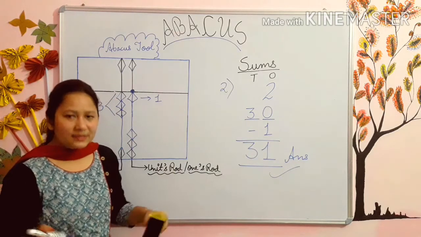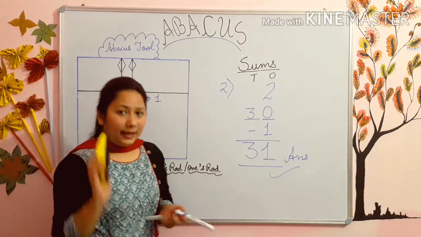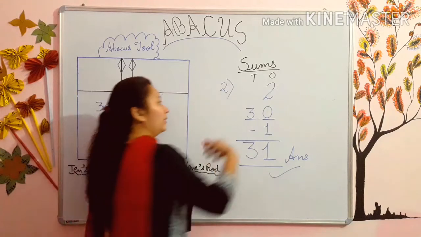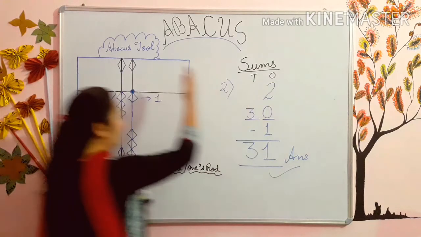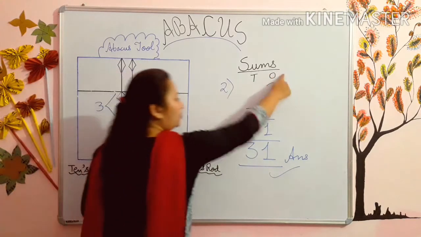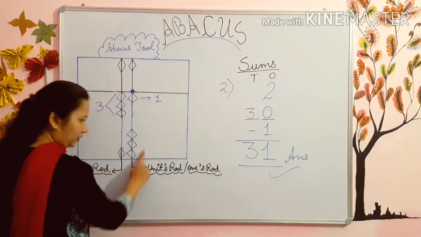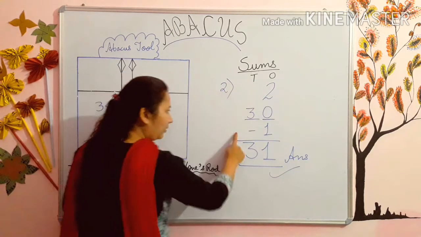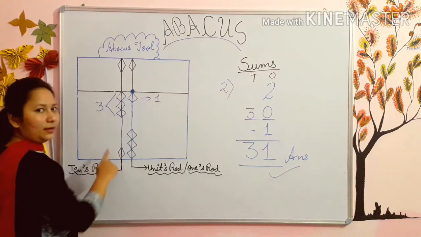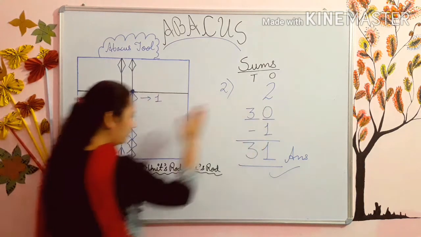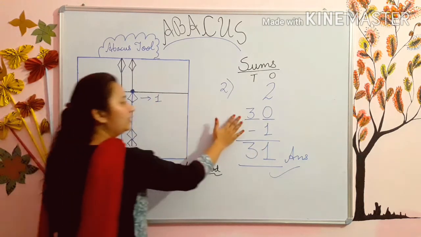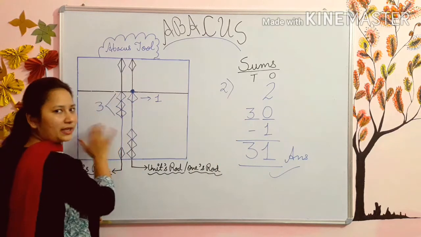You can see kids, very nice. Kids, again I am repeating. This side numbers will go in ones rod, means first row, first rod, second row, second rod. जो वंस वाले नंबर्स हैं वो वंस रॉड में जाएंगे, जो टेंस वाले नंबर है वो टेंस रॉड में जाएंगे.